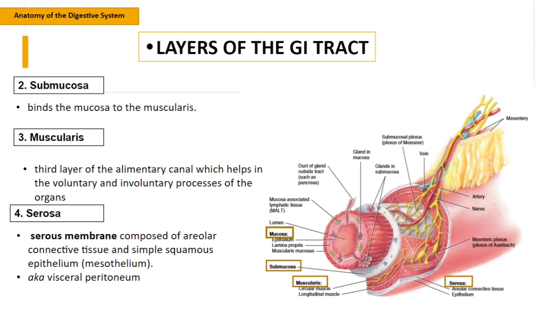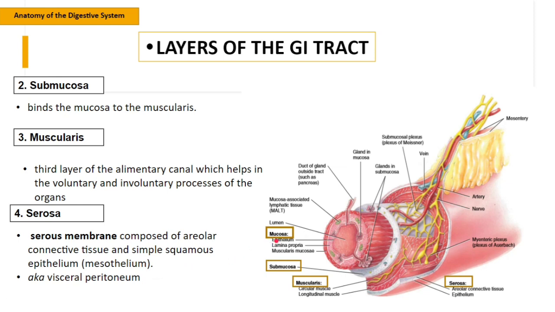Okay, and then last layer here, we have our serosa, which is a serous membrane composed of areolar connective tissue and simple squamous epithelium, otherwise known as mesothelium. So this simple squamous epithelium that is found in the serosa can also be known as mesothelium. And also, it is a good thing to take note that the serosa is also known as the visceral peritoneum.